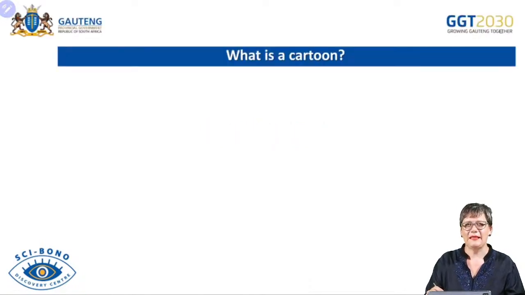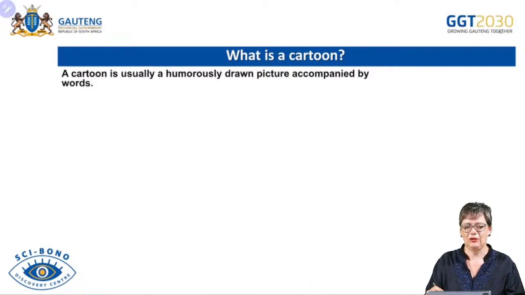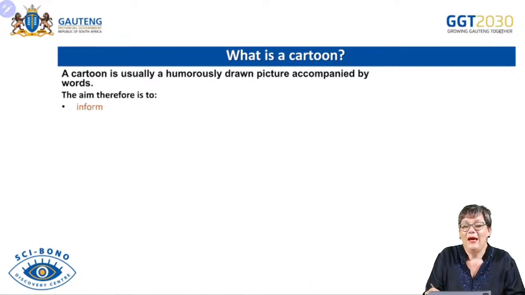Let's start with the basics. What is a cartoon? Well, a cartoon is usually a picture accompanied by words and is funny. So, why do we have cartoons? Well, there's 3 reasons. Either it's going to inform us, it's going to educate us, or it is going to entertain us. So how do the cartoonists do this? Let me show you.